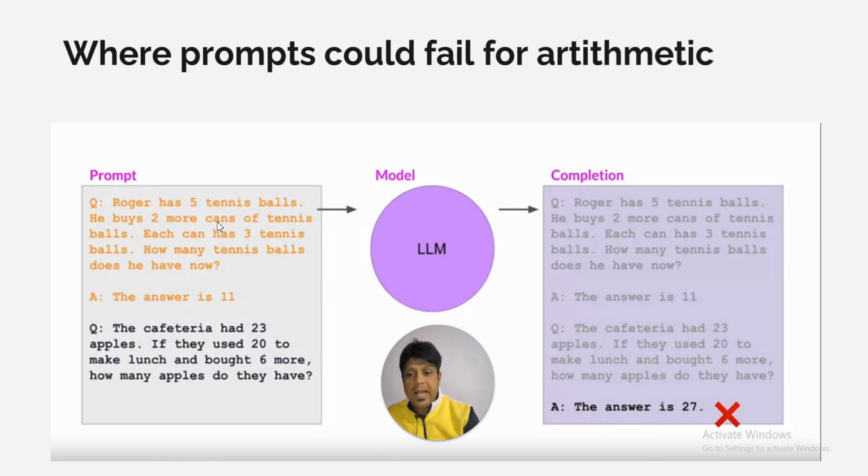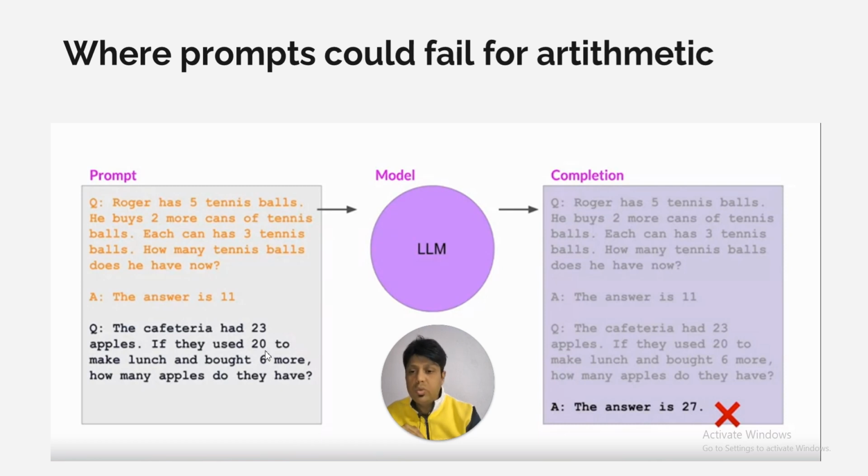So now consider this prompt: Roger has 5 tennis balls. He buys 2 more cans of tennis balls. Each can has 3 tennis balls. So he bought basically 6 more. Now how many tennis balls does he have now? So the answer here is 11. This is a very straightforward, very simple calculation for us.